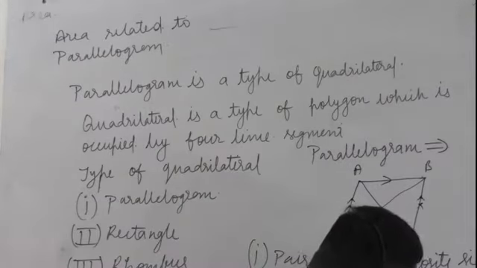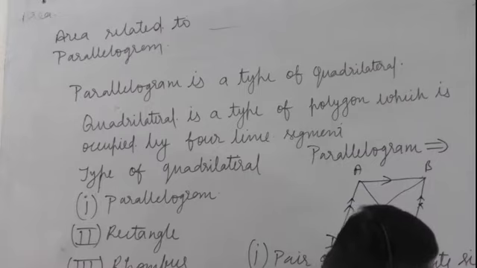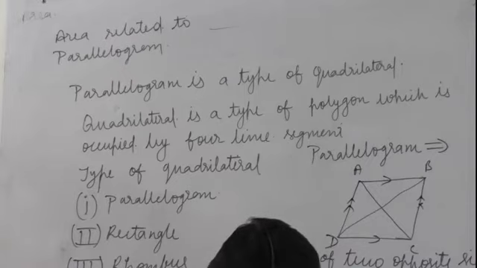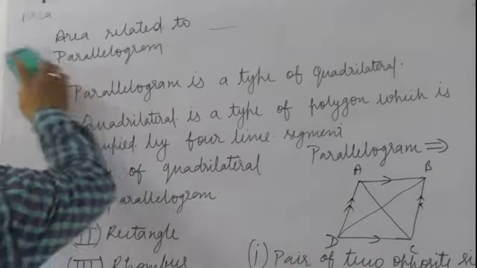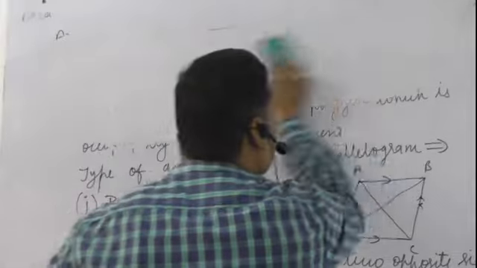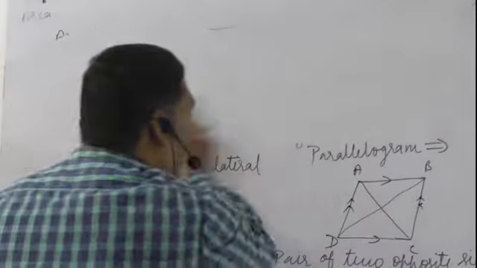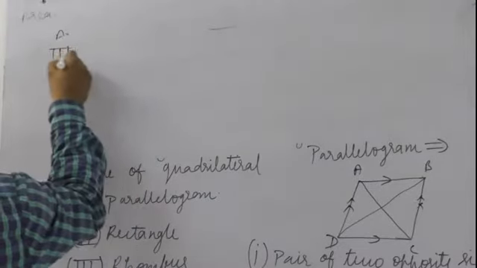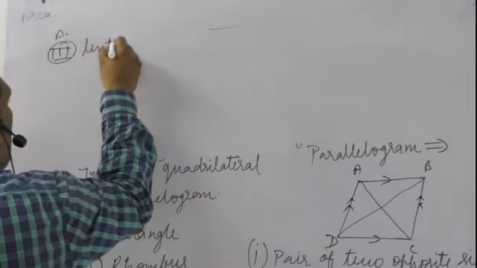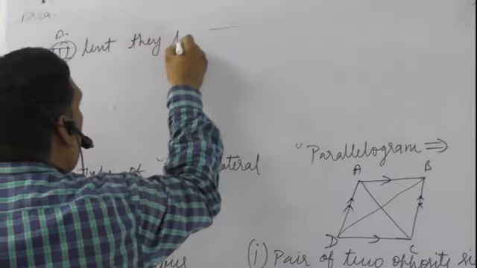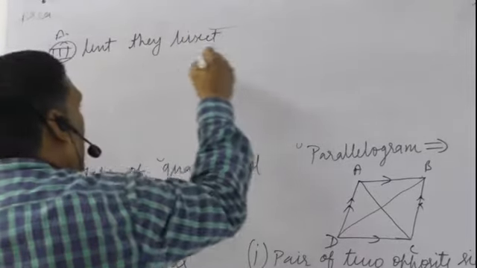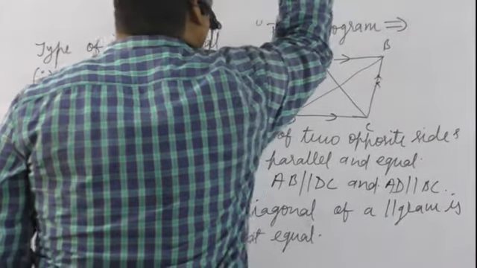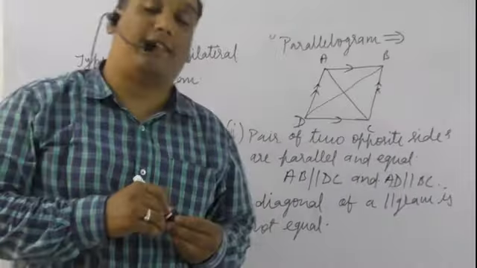Second point: the diagonals of a parallelogram are not equal. Third point: but they bisect each other.